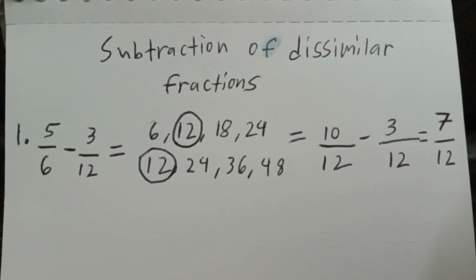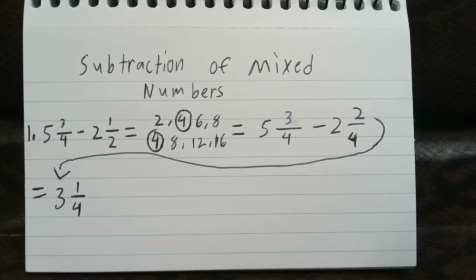7 over 12. So here for our third topic, we have subtraction of mixed numbers. For our first example, we have 5 and 3 over 4, minus 2 and 1 half. Can we start subtracting? No. Why? Because we don't have a common denominator. So what we need to do is find the least common multiple of the denominators 4 and 2.